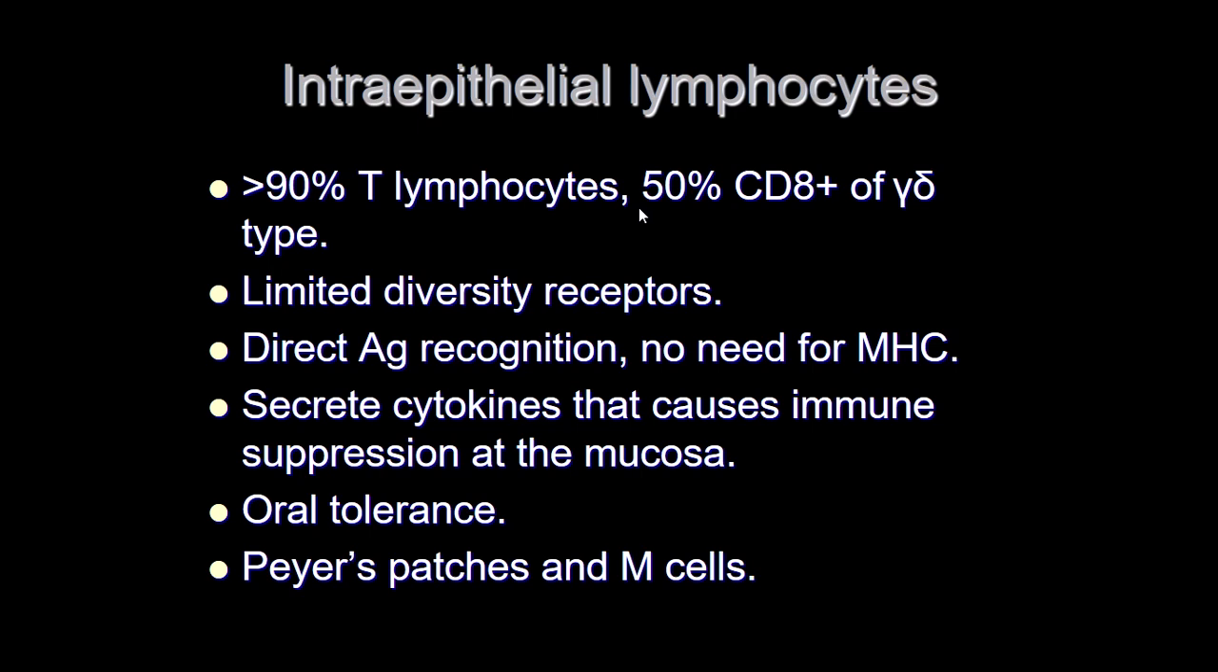That means they induce what we call tolerance. They will not induce an immune type of reaction. So we call that a limited diversity. They don't have that many different types of epitopes or receptors. That means we don't want them to respond to so many antigens, and we want them to induce what we call tolerance. They have direct antigen recognition, and there is no need for major histocompatibility antigen. We will see that the major histocompatibility antigen usually is needed to induce an immune response. If you want to induce tolerance, the amount of major histocompatibility antigens is much, much less.